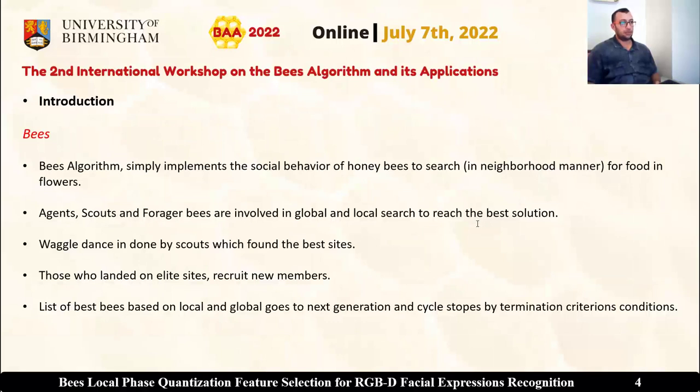This algorithm simply implements the social behavior of honeybees searching for food in flowers. Agents, scouts, and foragers, are involved in the global and local search for the best solution. A dance is done by scouts which found the best sites. Those who landed on elite sites recruit new members, and the best bees, based on local and global goals, go to the next generation until a termination criterion is satisfied.